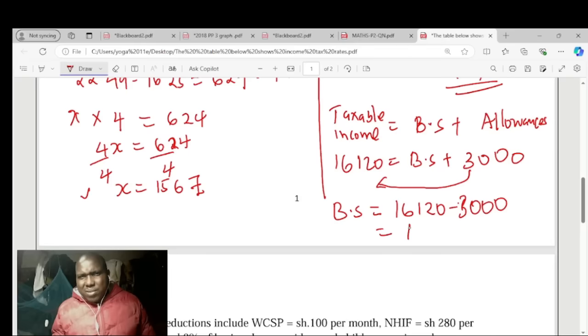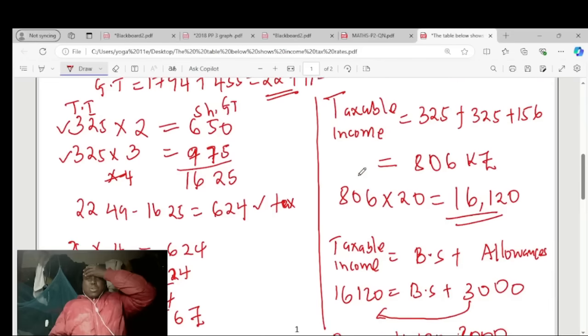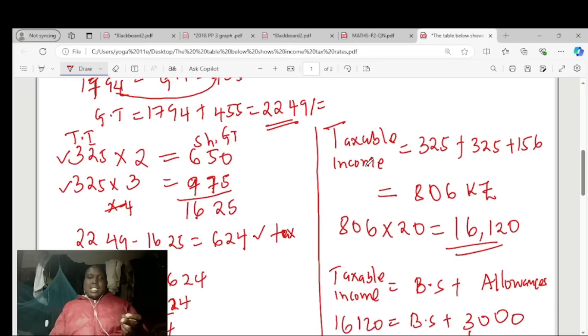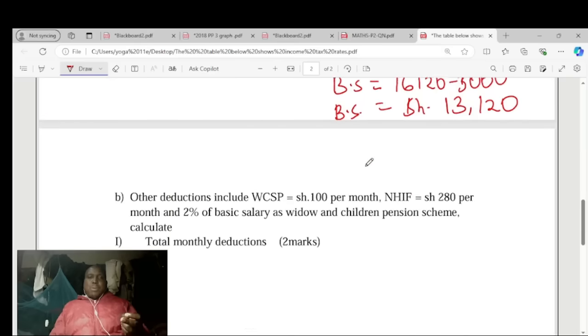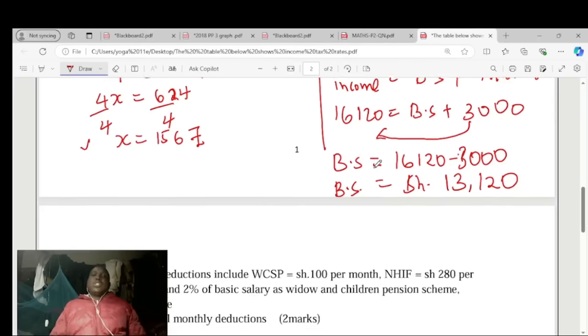So this one will be shillings 13,120. That is our basic salary. And we have finished our 6 marks like that. So this is what is called reverse, because we did not have the basic salary or the taxable income. We went from pay to gross tax, and from gross tax we come back to taxable income. That is what is called reverse.